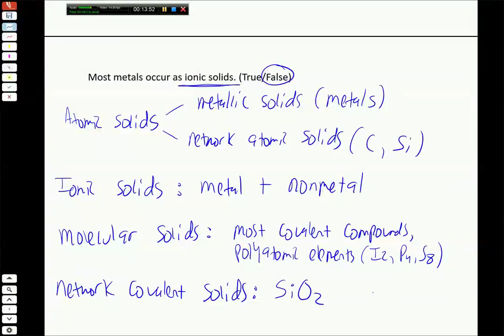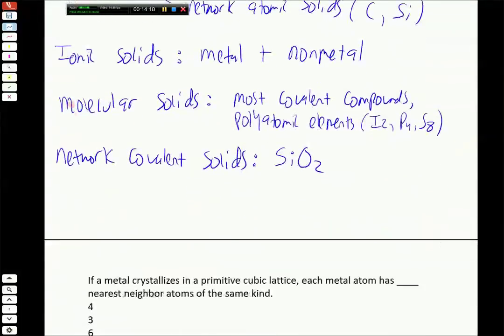But this question dealt with what type of solids metals form, and those would be metallic solids. So to make this statement true, you have to change ionic to metallic. Alright, so that's how we categorize different solids, and we'll get another review of that in the last day of class as we tie all of this together.